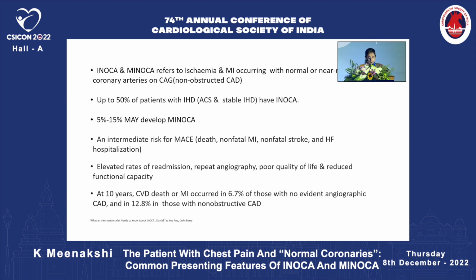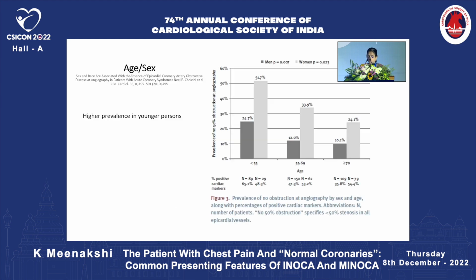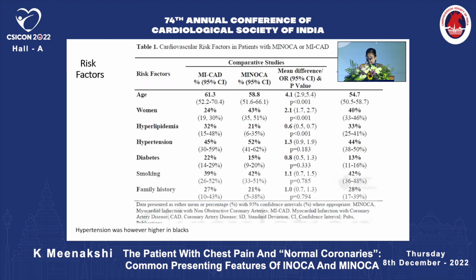At 10 years, cardiovascular death or MI occurred in 6.7% of those with absolutely normal coronary arteries and in 12.8% of patients with non-obstructive disease. And as far as age and sex goes, INOCA is more common in females, especially younger people. There is no special cardiovascular risk factor which is more common in INOCA except for hypertension. Smokers can have an increased incidence of vasospasm.